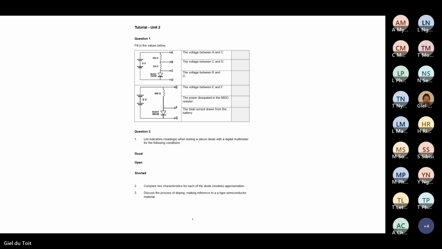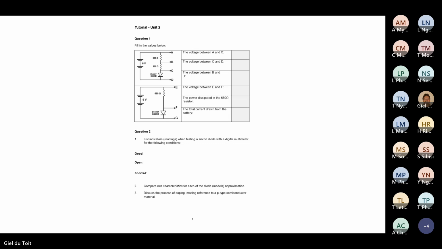$220 divided by the 900 ohm, and then you have the voltage for this one here. Is that clear, guys? So let's look at the second problem.